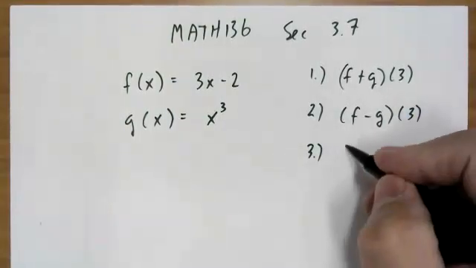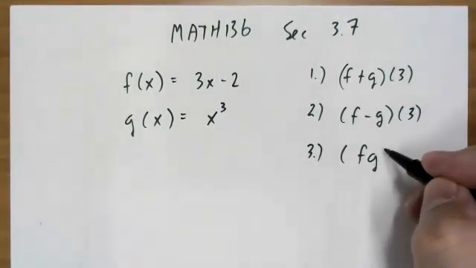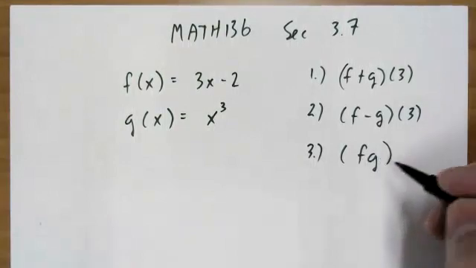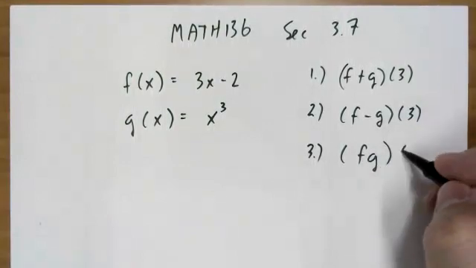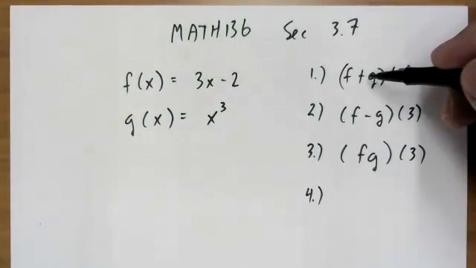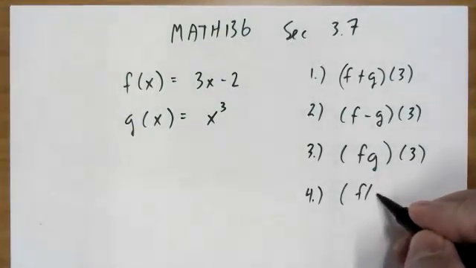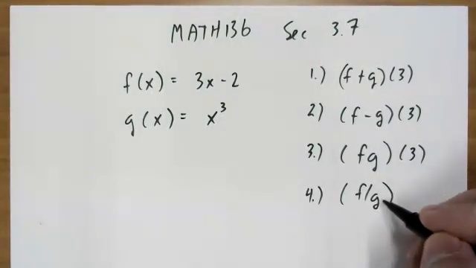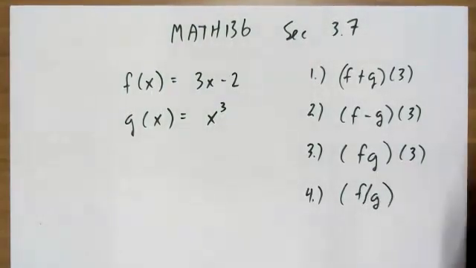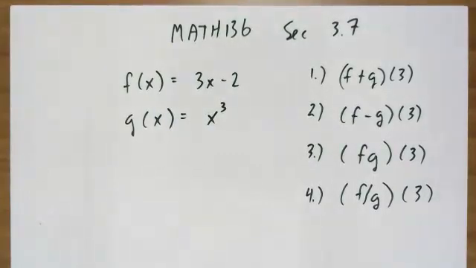And then the third problem, which now you can probably guess, fg, this means f times g. We're going to multiply the two functions and once again evaluate them when x is 3. And we'll finish up, obviously, if we're adding, subtracting, and multiplying, then the last one is going to be f over g, or f divided by g, and once again evaluated when x is 3.